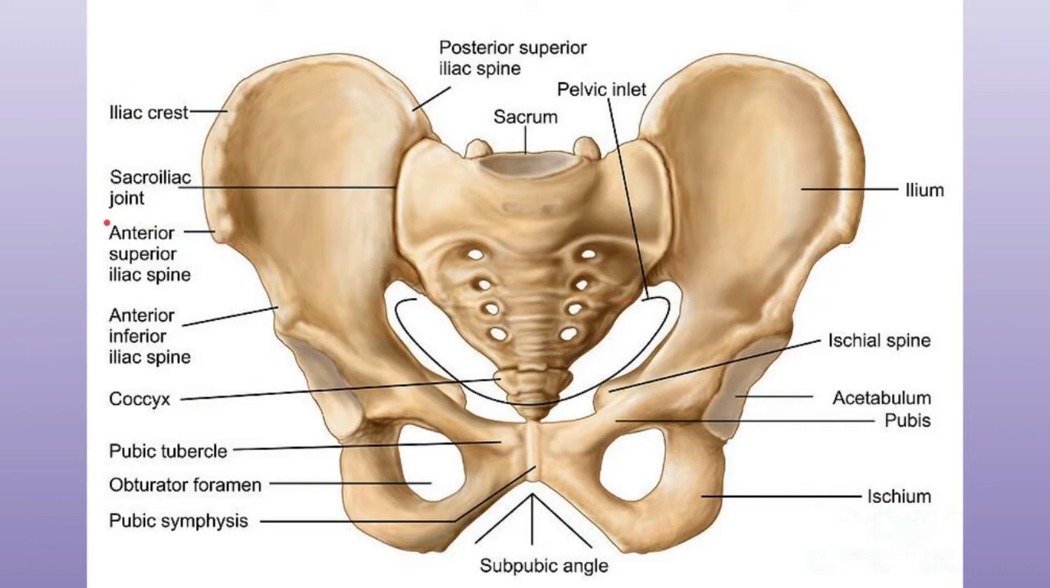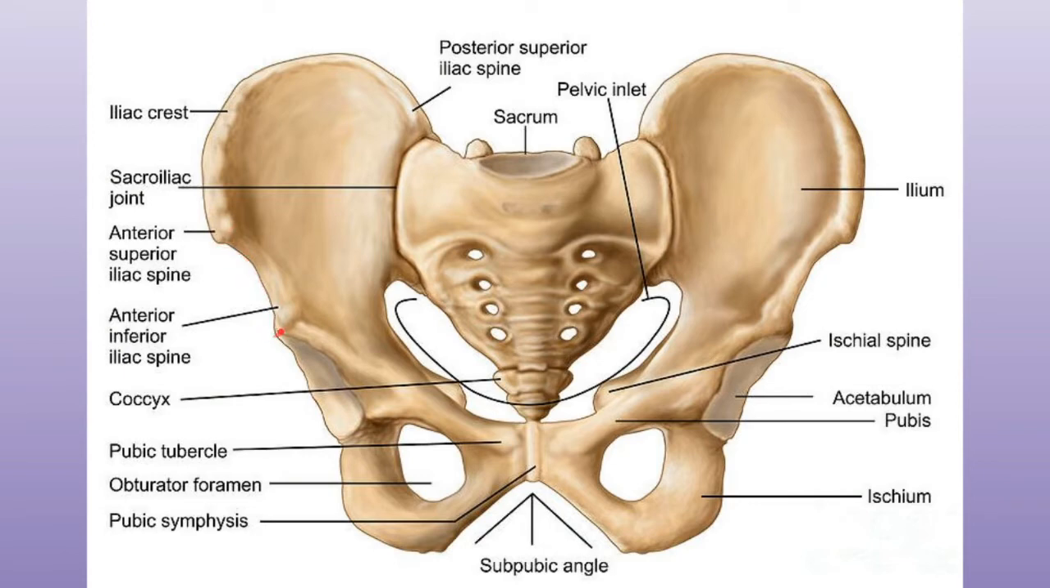Now over here, as you can see, this is the anterior border of the hip bone. Now this anterior border starts at the anterior superior iliac spine and runs downwards to the acetabulum. So from this ASIS to the acetabulum, this is the particular anterior border, as you can see.